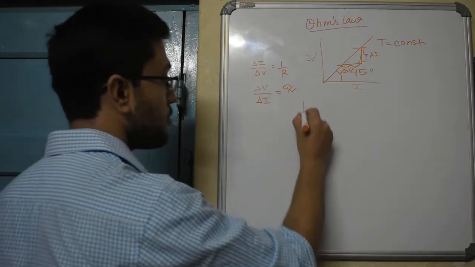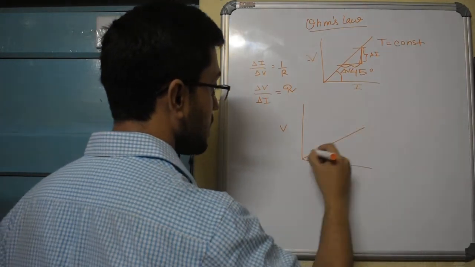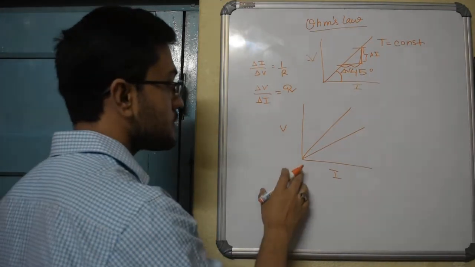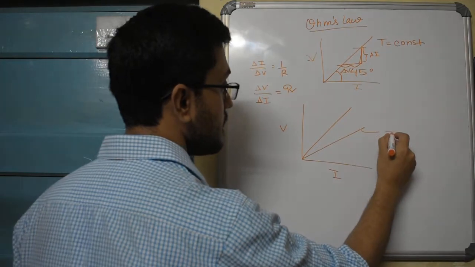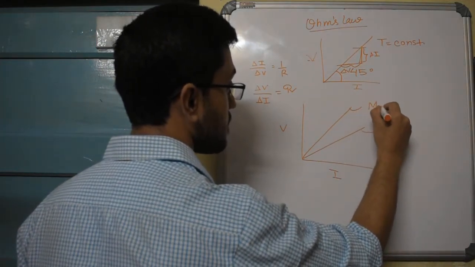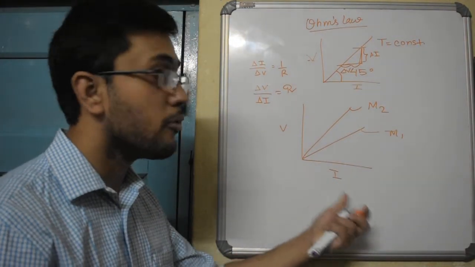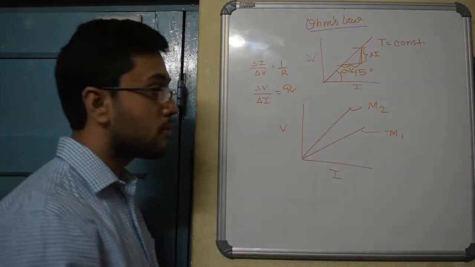A second type of question that often comes is like if this is the VI curve and these are two graphs passing through the origin. For Ohm's law, this is for one material, say material M1, and this is for another material M2, and it is asked which material has a greater resistance. How will you find out? Again you have to do the slope.